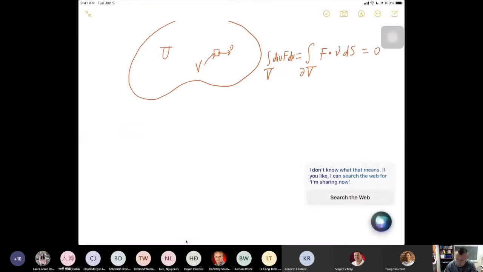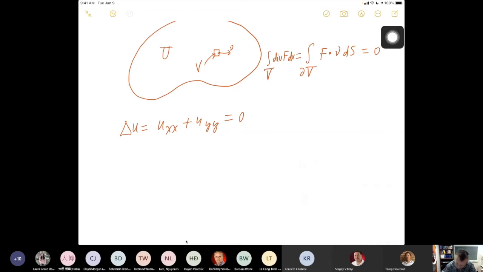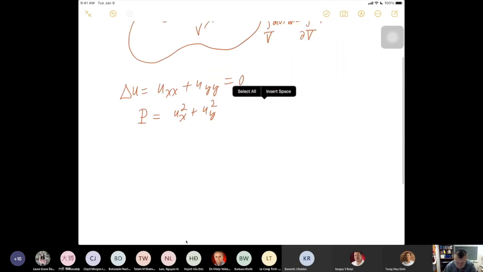So the equation that we have is the Laplace equation, Laplace U, U_xx plus U_yy is equal to zero, in R2. And the data that we are considering is the magnitude of the gradient. So let me look at the square of the magnitude of the gradient, P, and I would like to take its partial derivatives. The domain here is the upper half plane, all right?